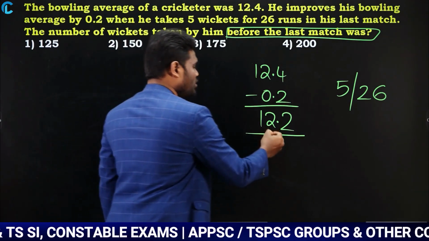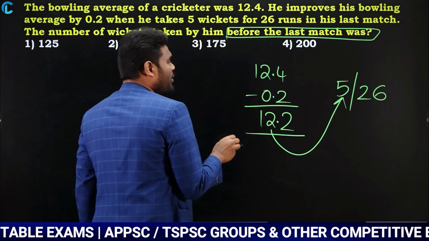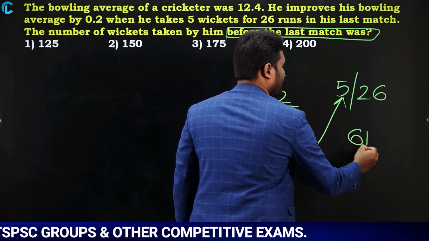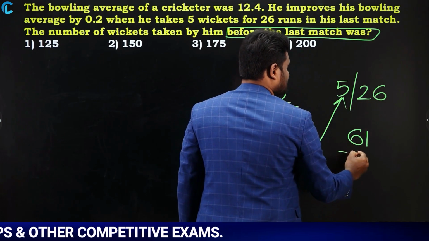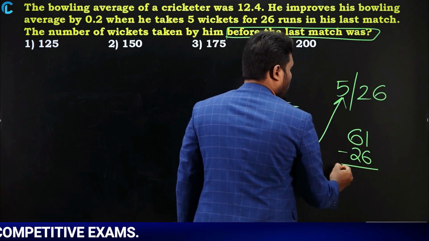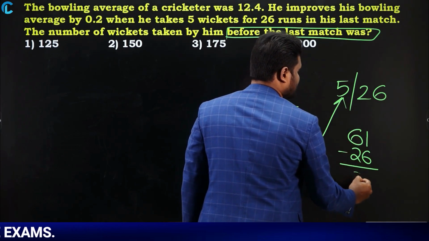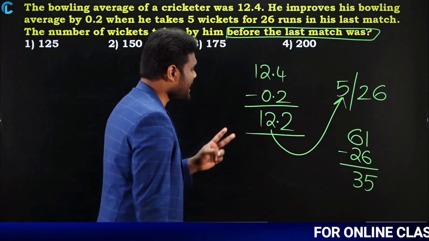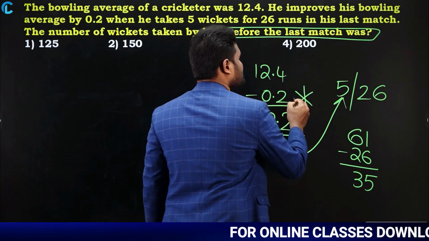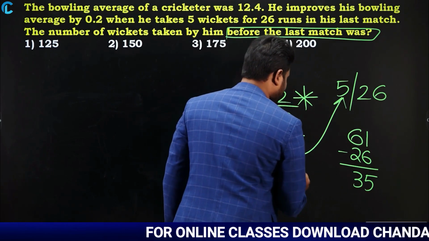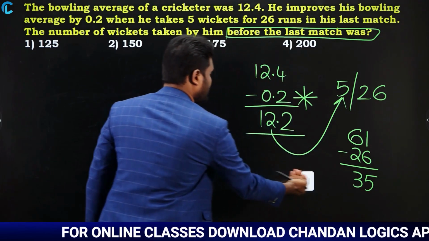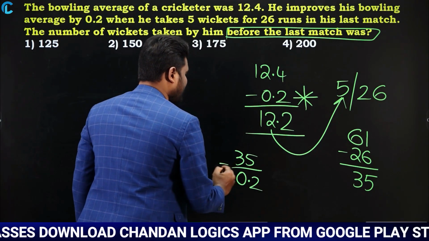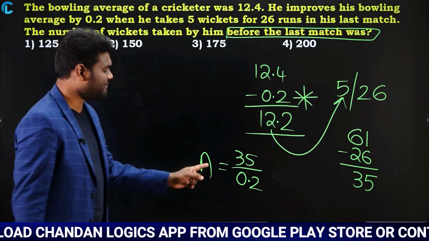Okay, simple. What I have told you, multiply this directly. 12.2 into 5 is nothing but 61. From this 61, subtract the runs. Runs are 26. When you subtract this, 61 minus 26, it is going to be 35. Yes or no? Now what you have to do? This 35 has to be divided by the change in average. Change in average is 0.2. So 35 divided by 0.2. Look here, this is nothing but directly the n value. N value is nothing but 35 divided by 0.2.